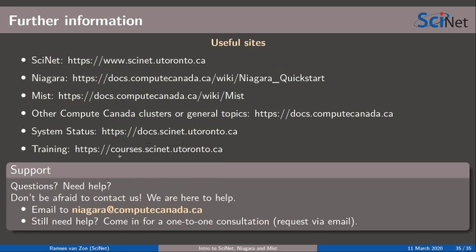And training, as I always said, go to courses. If you have any questions, you email support@SciNet or Niagara at Compute Canada. They both will eventually lead to all of us, and one of us will answer you. If you need help, if you need one-on-one consultation, you need to get your stuff going, again, just email us. We'll set up a meeting and do that.